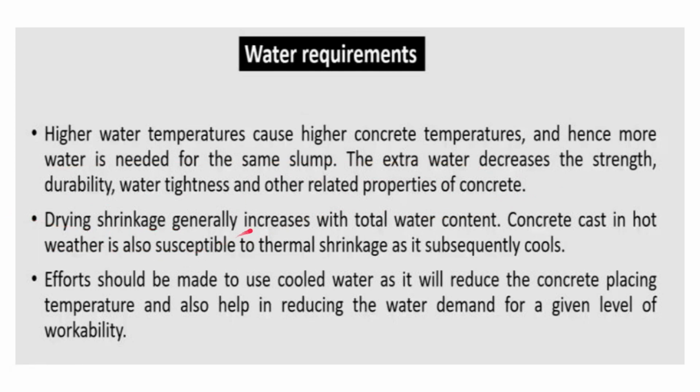Drying shrinkage generally increases with total water content. Concrete cast in hot weather is also susceptible to thermal shrinkage as it subsequently cools. So here three types of shrinkage will occur: one is drying, one is thermal, and one is plastic. Drying and thermal are the main shrinkages which are directly associated with hot weather concreting. This is mainly occurring initially, and thermal shrinkage occurs as it subsequently cools down.